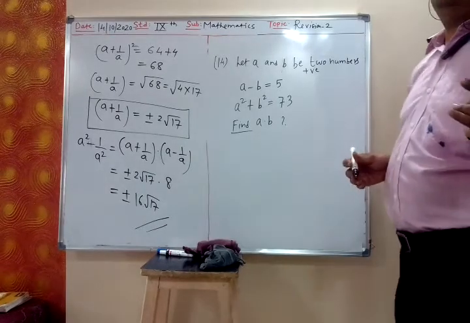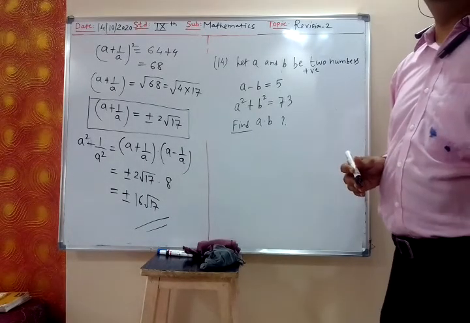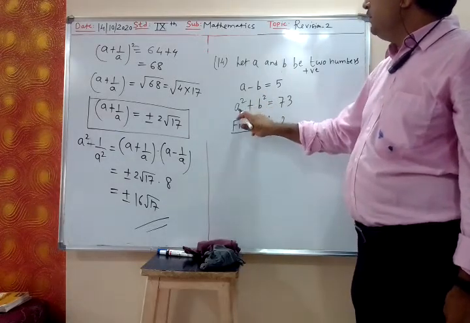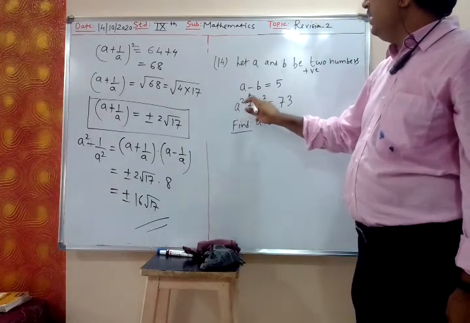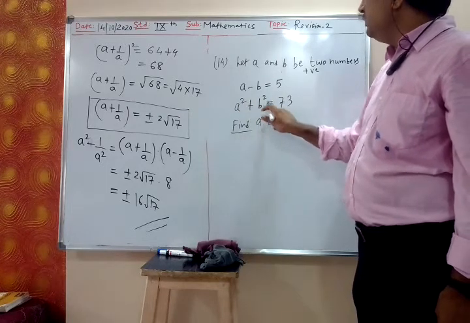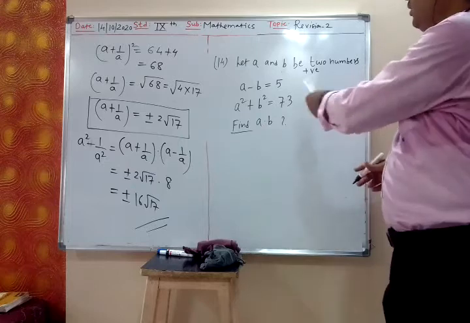No. A square plus b square is not the same as a plus b whole square. Sum of their squares: first you square each number and then you add them. Plus means sum. Sum of their squares is 73. Find the product a dot b.